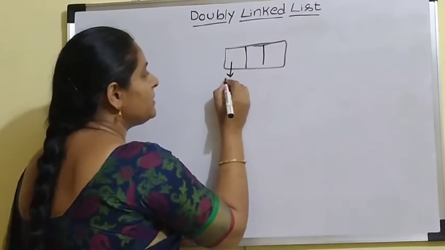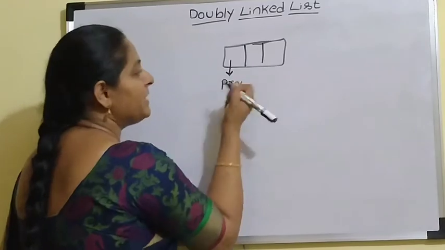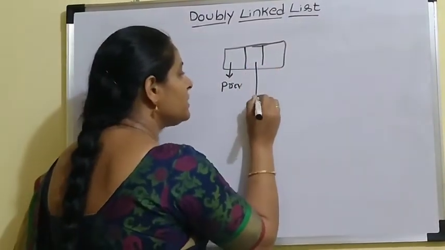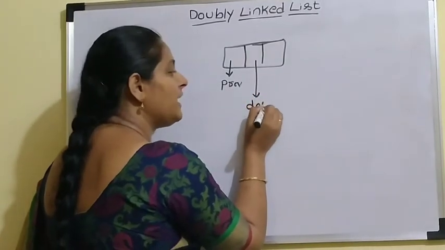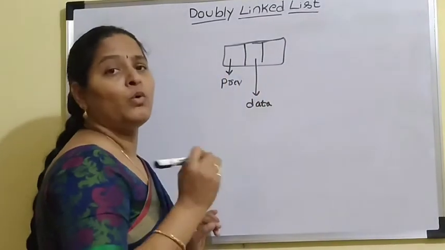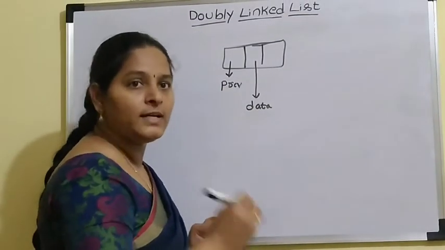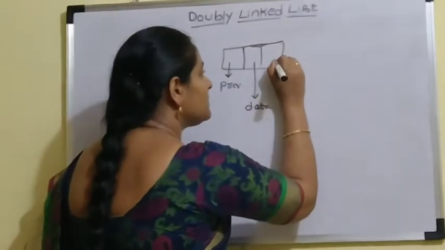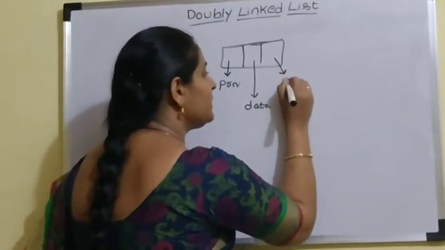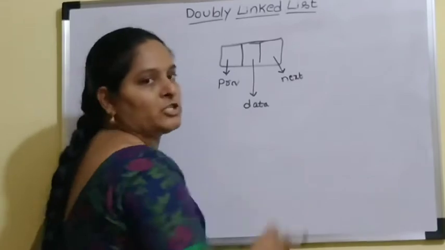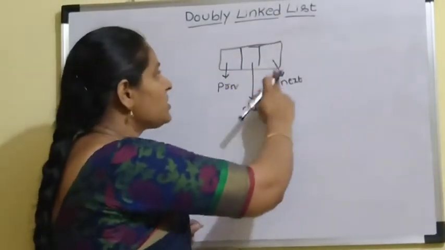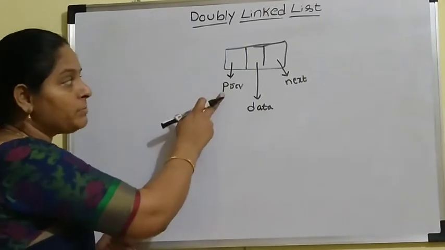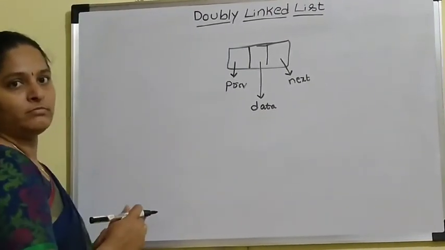This first portion represents the address of the previous node, and the middle portion is used for storing the actual data part. Whatever value you want to store in the node, we will store in the data portion of the node. And this third partition we will use for storing the address of the next node. This is the node structure of the doubly linked list. Let us see how to represent this node structure in code.